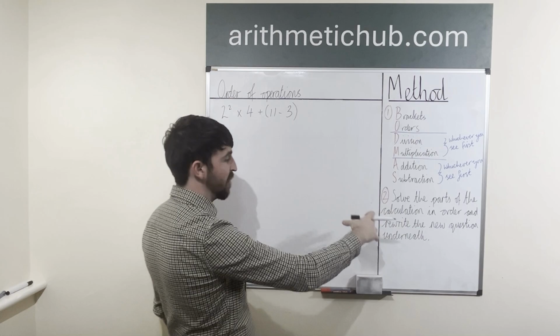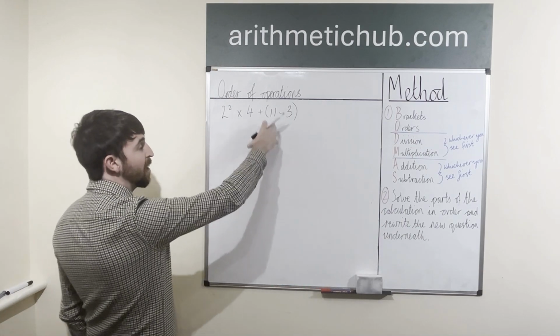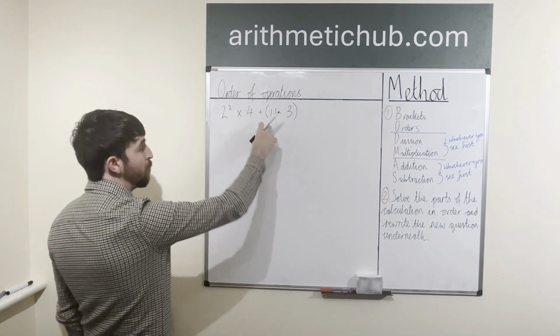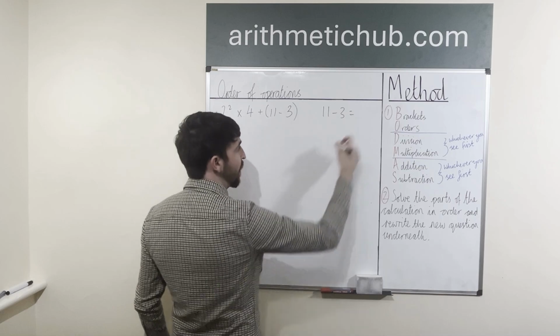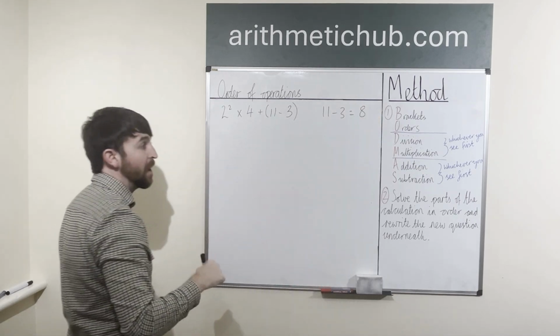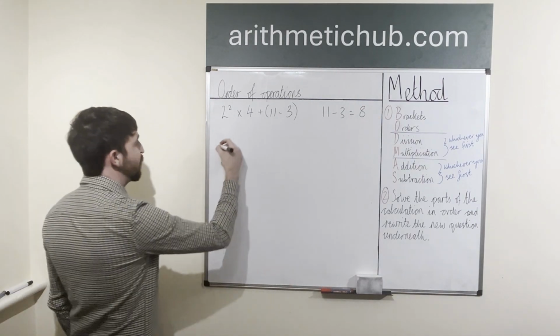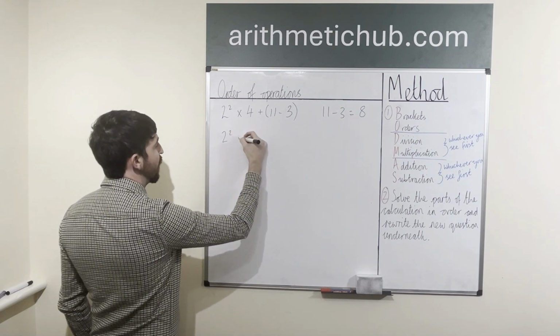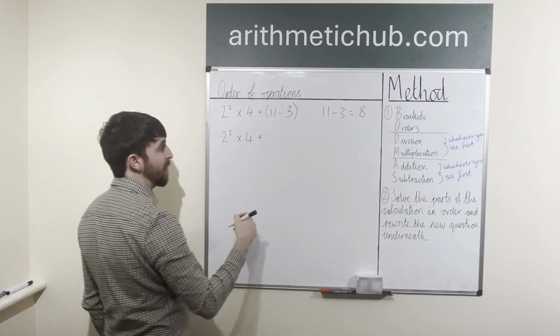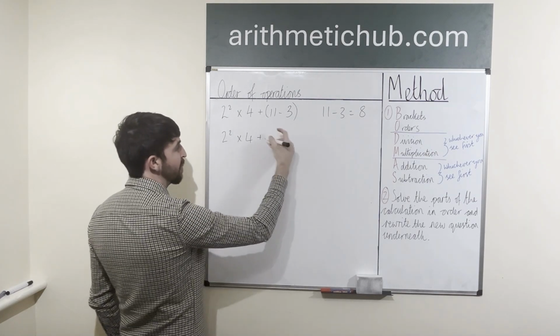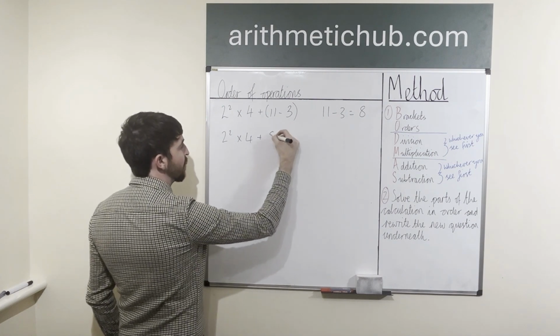Solve the part of the calculation in order and rewrite the new question underneath. We need to solve the brackets first. So we would do 11 minus 3. 11 minus 3 is going to give me an answer of 8. So what I'm going to do is I'm going to rewrite the question underneath. 2 squared multiplied by 4, add the answer to 11 minus 3 in brackets. We had to do that first. The answer to 11 minus 3 was 8.